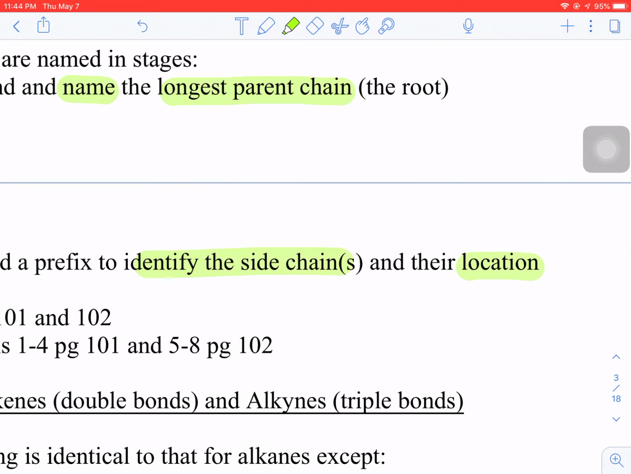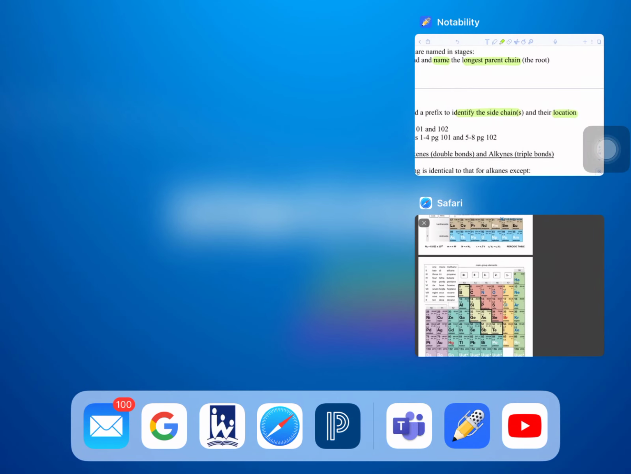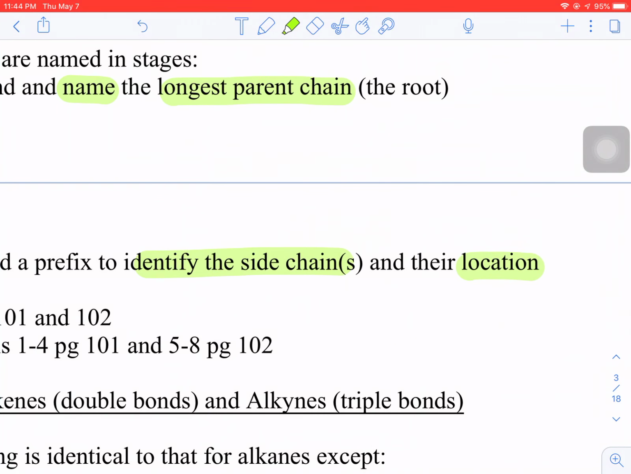So in our textbook, if I got my textbook loaded up here or not. Notability, textbook.